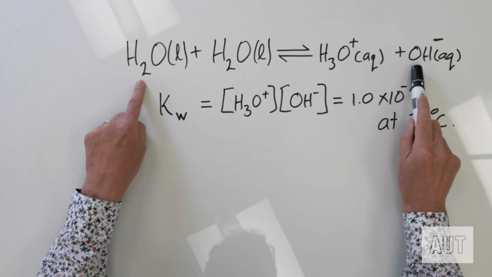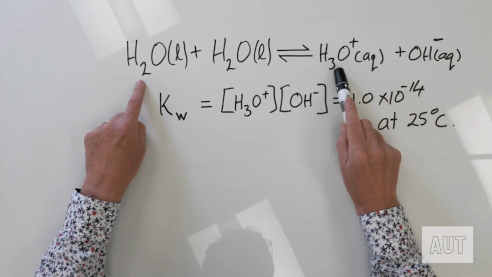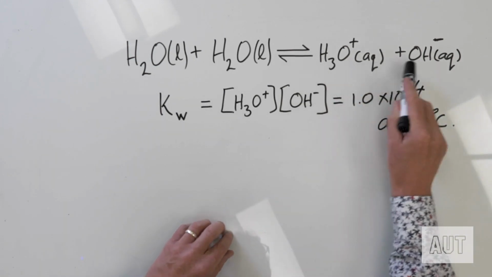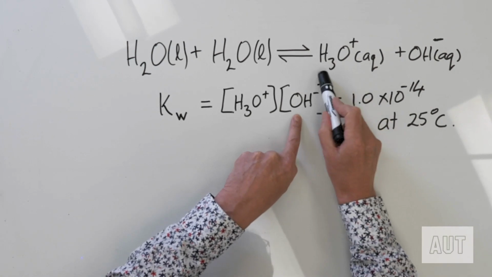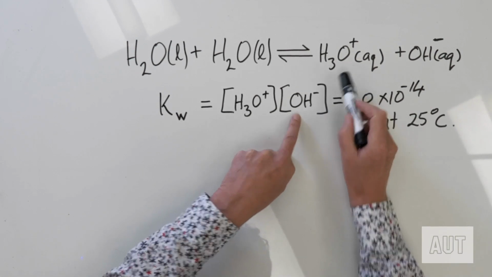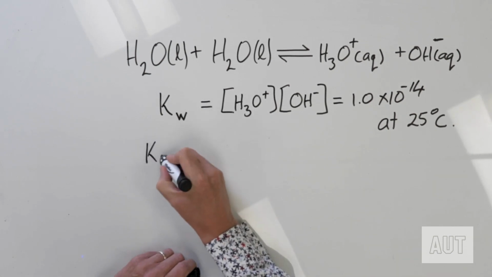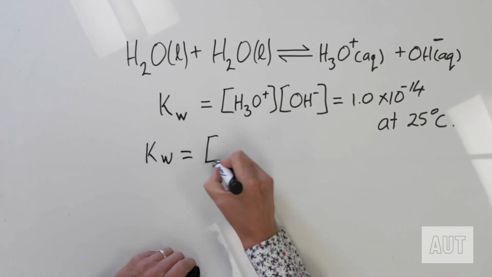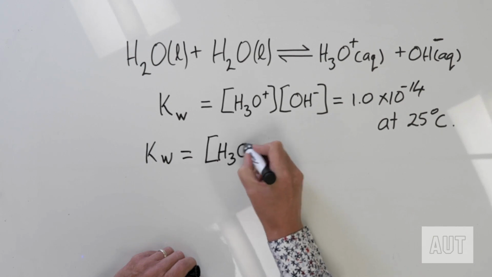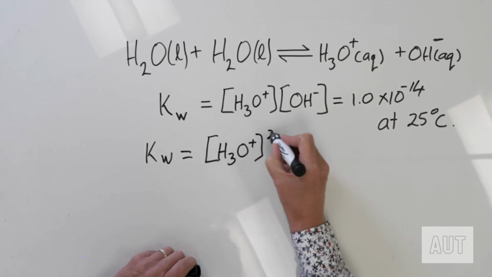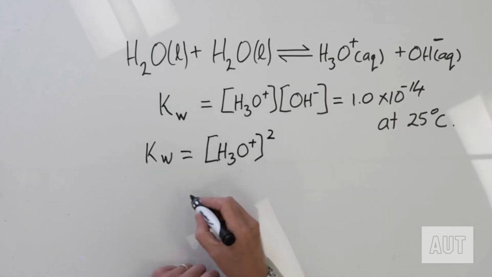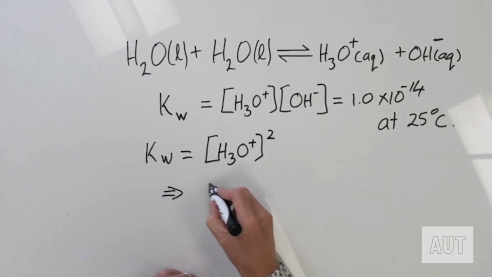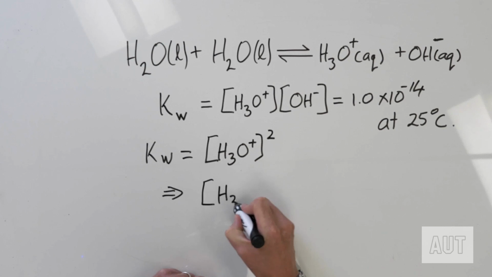Those two are the same. So let's substitute this expression into here. Let's say that the OH minus concentration is the same as the H3O plus concentration. Therefore, we get that Kw is equal to the H3O plus concentration squared, in pure water. So let's take the square root of both sides.